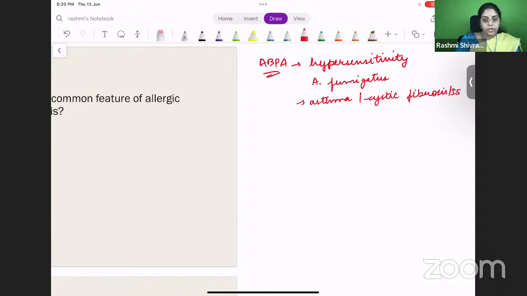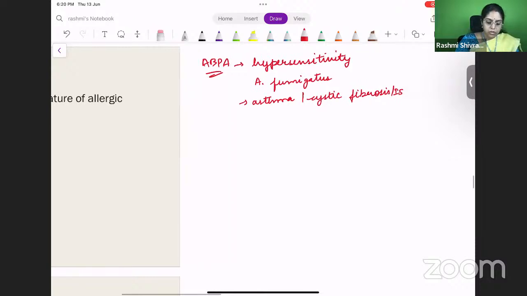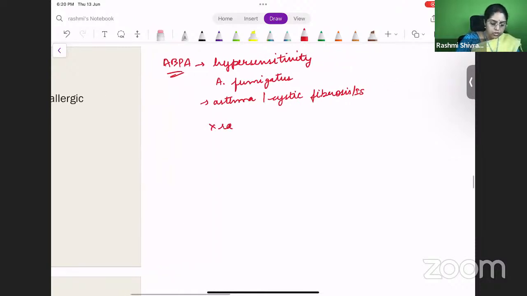So what do you find in these patients? There are some X-ray features and some other features you should remember. When we talk about the radiological features, you will have a central bronchiectasis. You must remember it is not distal bronchiectasis, it is central bronchiectasis. Yes, Dr. Preeti, very good, you're very correct. It causes central bronchiectasis.